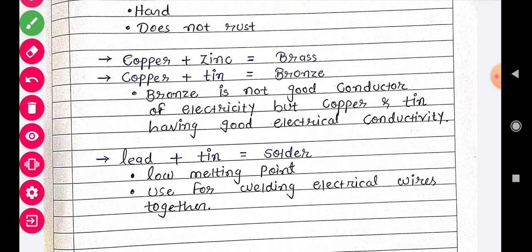Solder metal hoti hai ki jo welding or soldering ke andar istemal hoti hai, which has a low melting point. So lead or tin ko mila ke ye solder metal banai jati hai ki jo electrical equipments mein ek dusre ko tar ko jodne ke liye istemal kiya jata hai. So this is all about, students, today's lecture.